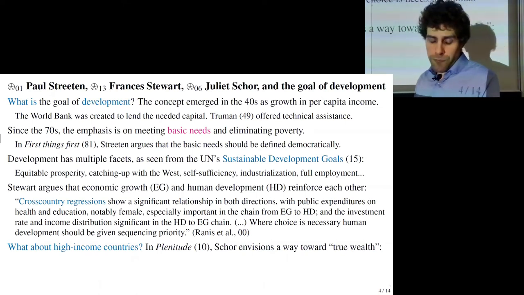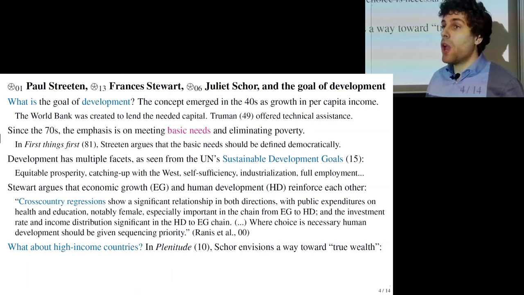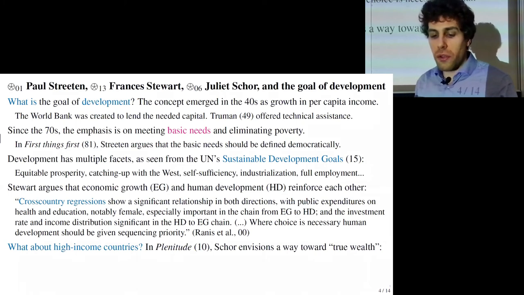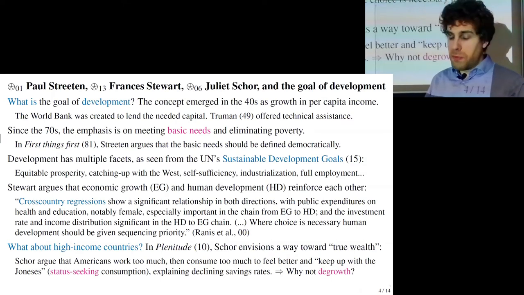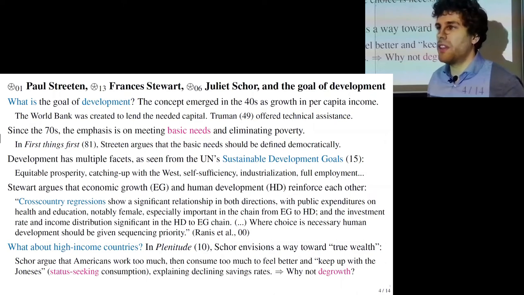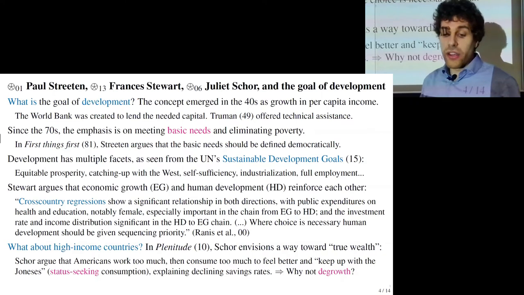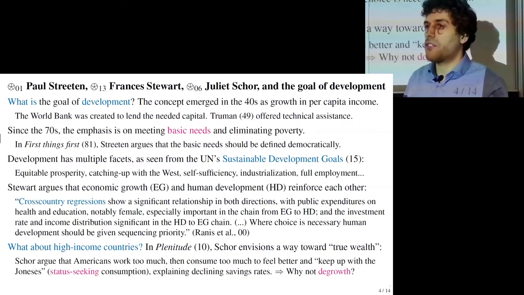And Juliet Schor studies in the US the way people work, the way people live. And in her book, Plenitude, she envisions a way towards true wealth. She argues that American people work too much. And because they feel deprived when they don't have so much time for leisure, for social relationships, they turn to consumption to reward themselves. And then they consume too much. They also consume to keep up with the Joneses, as the Americans say, meaning for the social status of consumption.